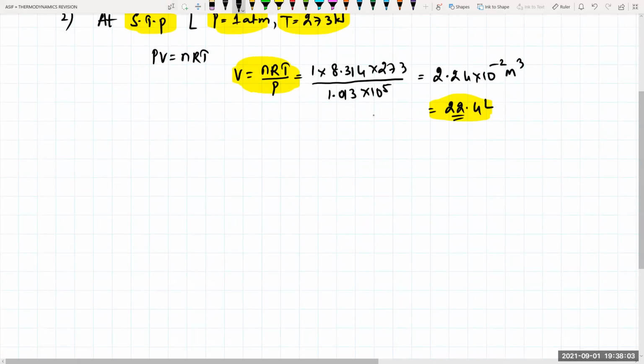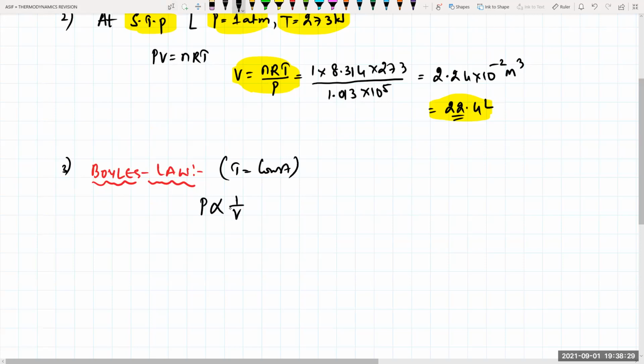The next one: what are the laws here? I hope you remember that. The first law is known as Boyle's law. In Boyle's law, what remains constant? Temperature remains constant. So P is inversely proportional to volume, keeping the temperature constant. That means I can write P1 V1 is equal to P2 into V2.